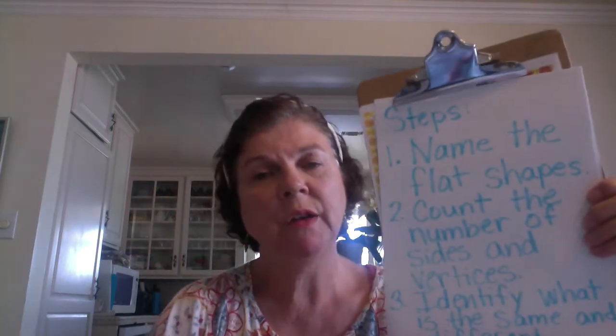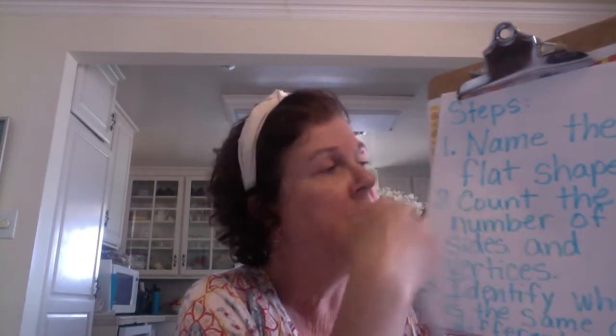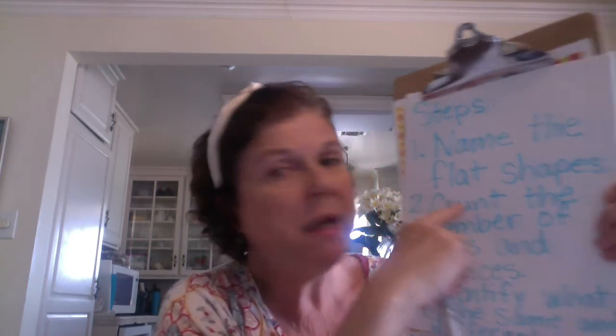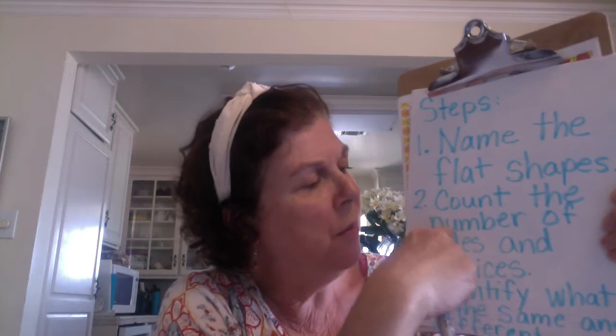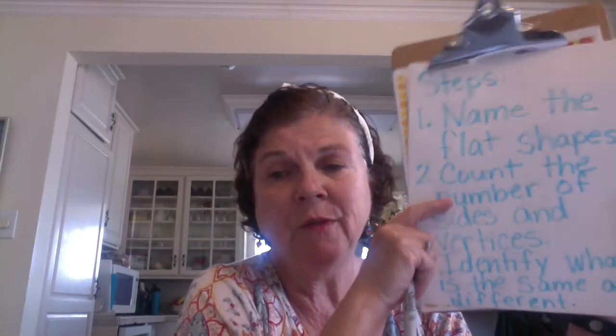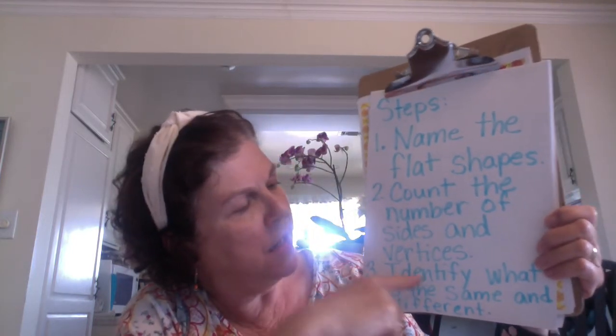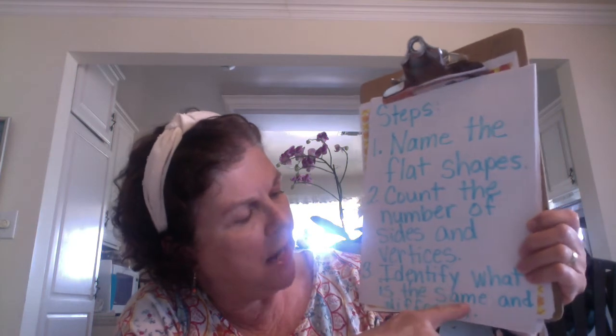Okay, so the steps today for comparing are: first, we need to name the flat shapes that we're comparing. Number 2, we need to count the number of sides and vertices that both of them have. And then number 3, identify what is the same and different. So you're going to be looking at what's the same about two objects and what's different.